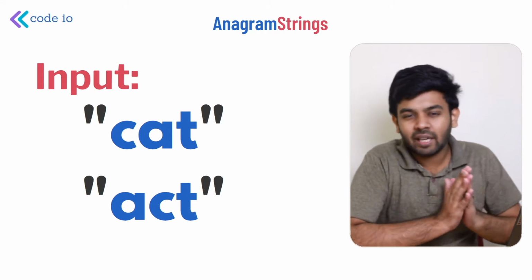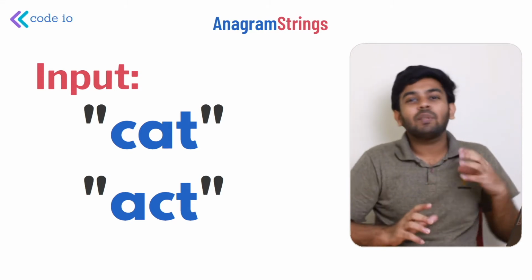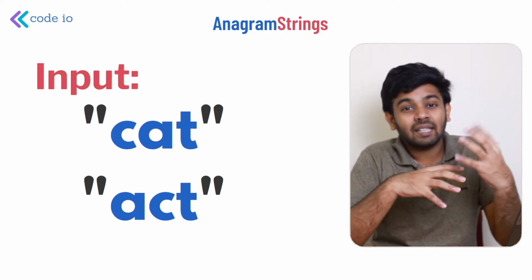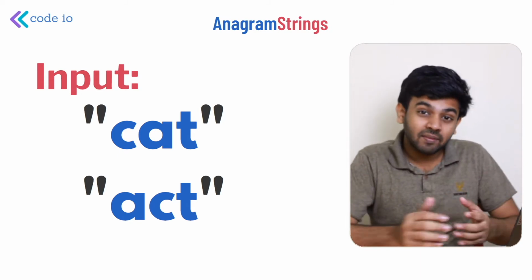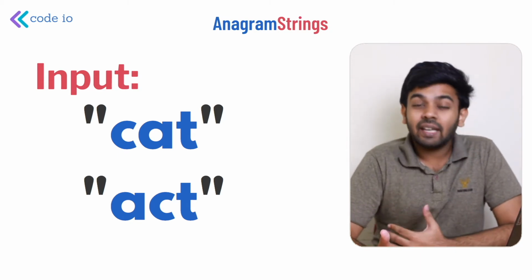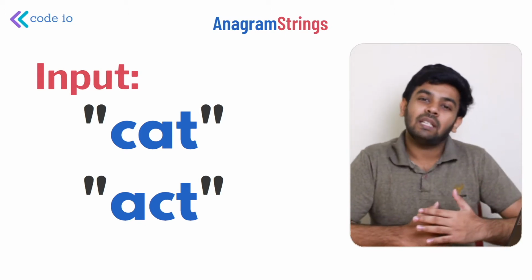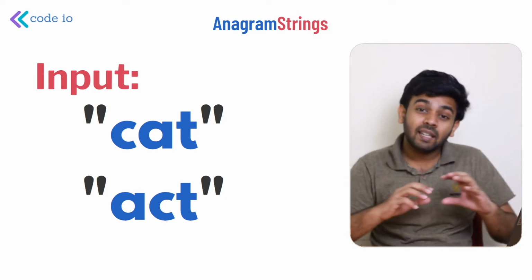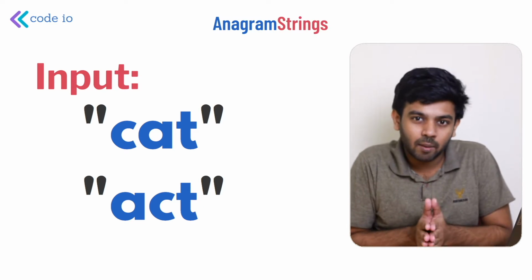Here is an input that we have got, and we'll have to check if it is an anagram. Before that, let me just tell you what an anagram is. An anagram is a couple of strings that have the same characters in them. So in the first string we have cat, and the second string we have act, and in these two strings a, c and t are the characters present in them, and these three characters are present in both of these strings. So these strings are called an anagram pair.